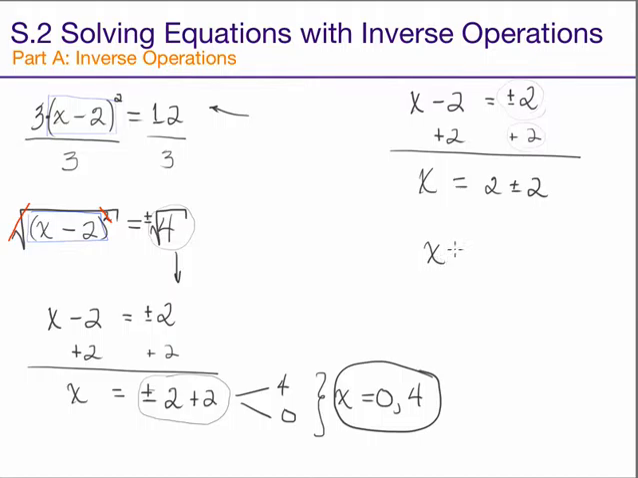What I end up with when I do this is 2 plus or minus 2. In other words, 2 plus 2 or 2 minus 2. 2 plus 2 is 4. 2 minus 2 is 0. I get the same 2 answers as I did this way. They may come in a different order, or you may just choose to write them in a different order. The answers are still 0 and 4.